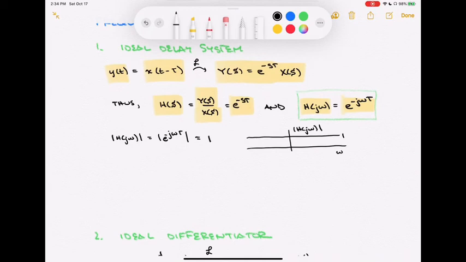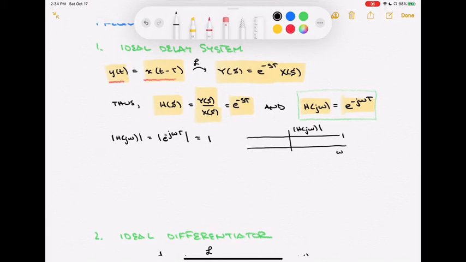This should make some sense. If you look back at the original equation, y was just x delayed. We don't expect it to get rid of particular frequencies. You would expect any frequency that went in to come out as exactly that same frequency, which suggests that the magnitude response is a constant.